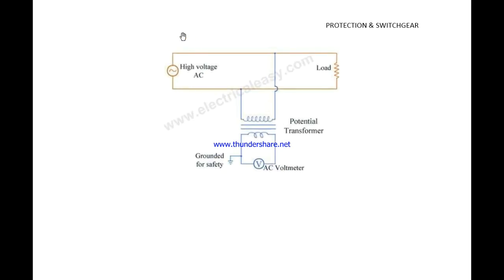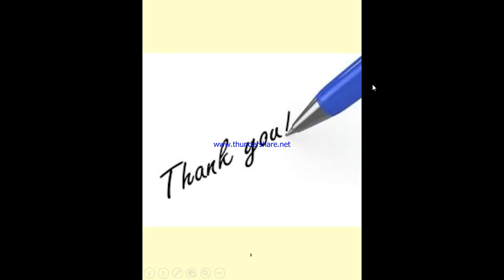Here we can see the high voltage being connected in parallel. Actually, the current transformer is connected in series, while the potential transformer has to be connected in parallel. This is connected, and here we have a voltmeter. This is why we have a smaller number of secondary turns and a larger number of primary turns. It is parallel to the load. Thank you.